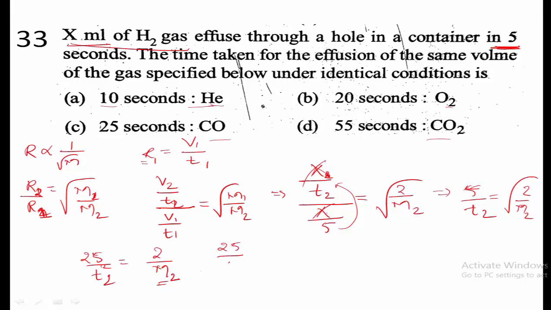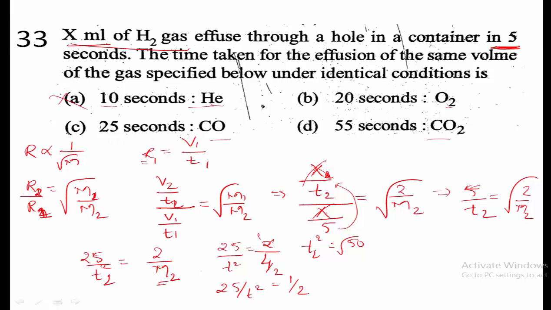25 divided by t square is equal to 2 divided by M2. The molar mass of helium is 4. So 2 ones are 2, 2 twos are 4. 25 divided by t2 square is equal to 1 divided by 2. So t2 square is equal to 50, so t2 is the square root of 50, it is not 10.